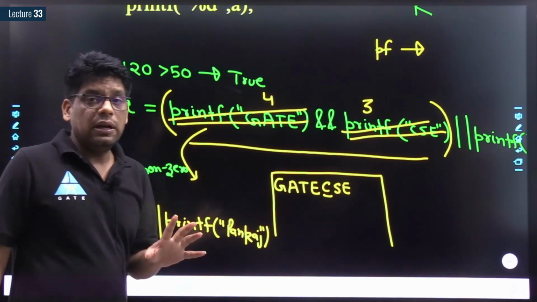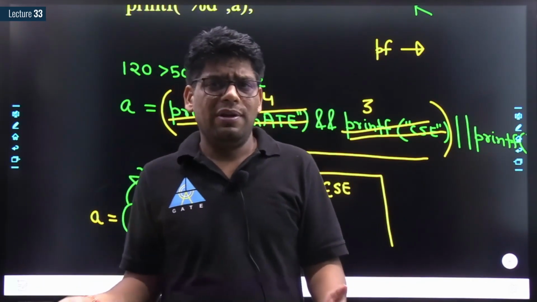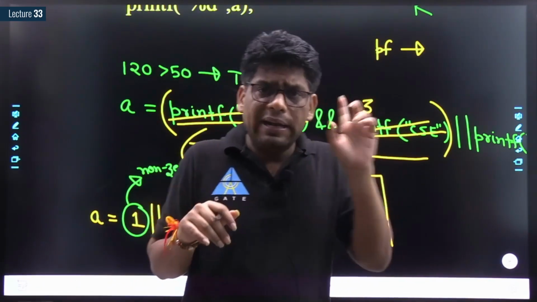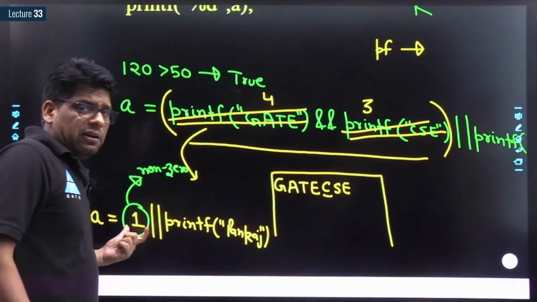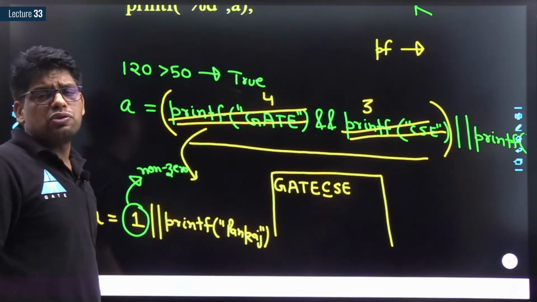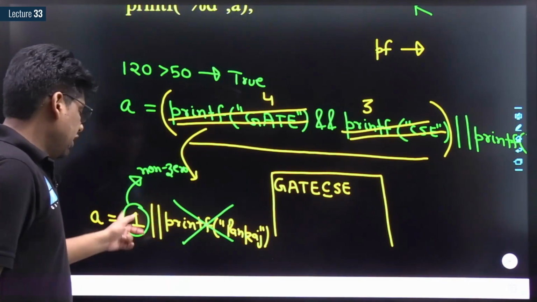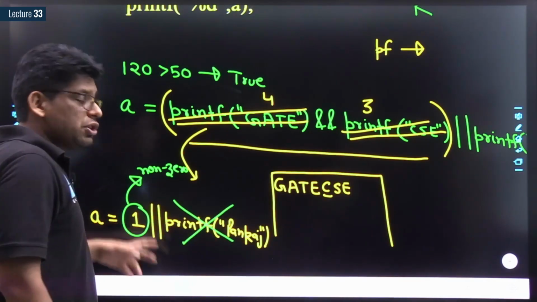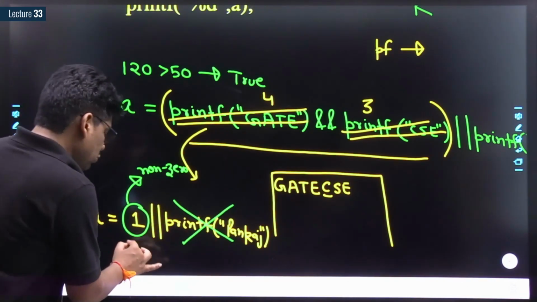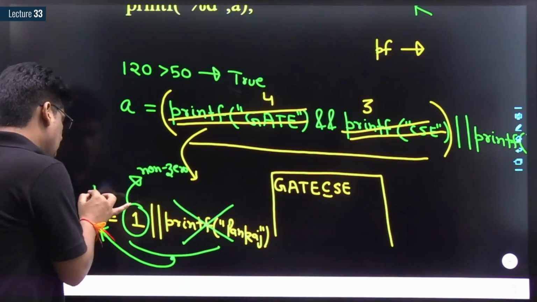Sir, logical OR says, if at least one of the operands is true, my result will be true. And if the very first operand is true, will the compiler go to this? No, sir. That means this expression will never be evaluated. 1 or anything, the output is true, that means 1. So the value that goes inside A is 1.